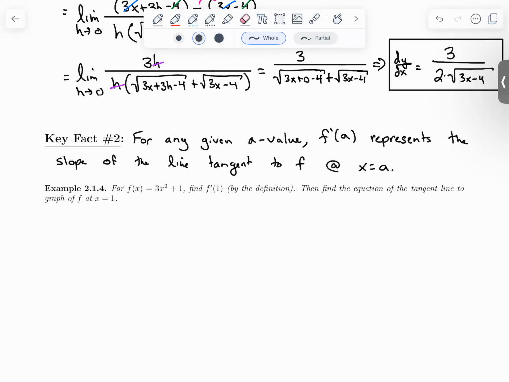For f of x equals 3x squared, find f prime of 1 by the definition, and then find the equation of the line tangent to the graph of f at x equals 1. So the definition of the derivative is the limit as h approaches 0 of f of x plus h minus f of x over h. But if we're doing it at a specific value, then f prime of 1 is equal to the limit as h approaches 0 of f of 1 plus h minus f of 1 divided by h.